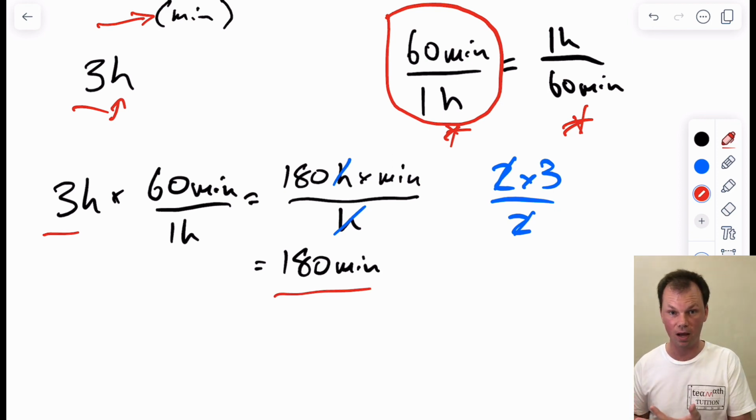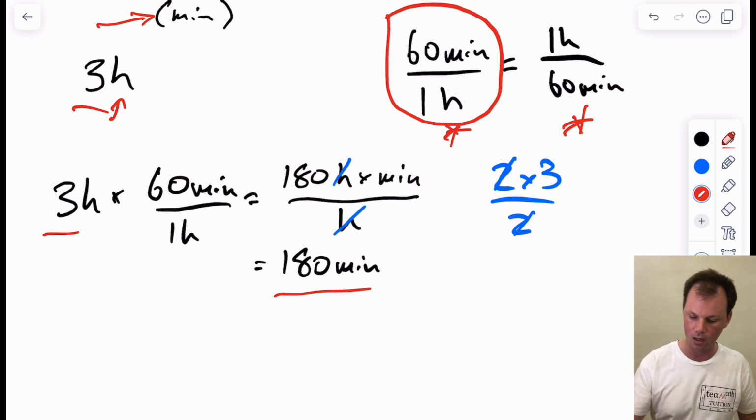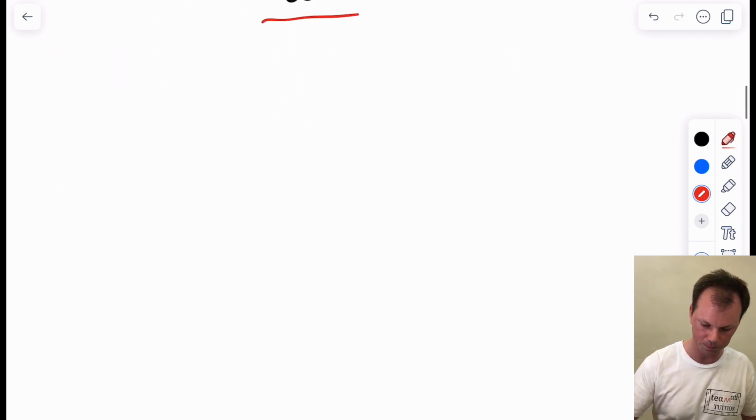Are they different values? No, they're the same thing. They're just expressed in a different format. One is hours, one is minutes. They're both the same length of time. We've just converted the units from one to another. So let's have a look at another example.